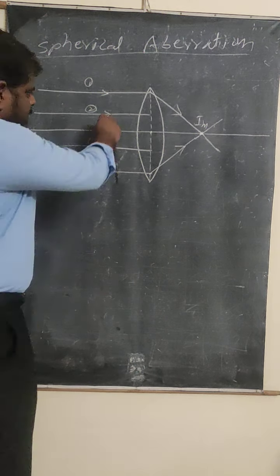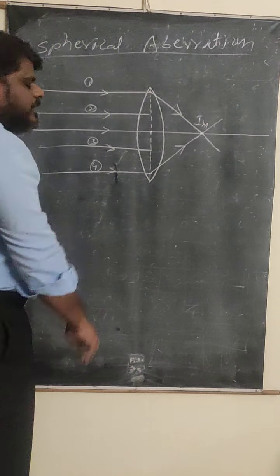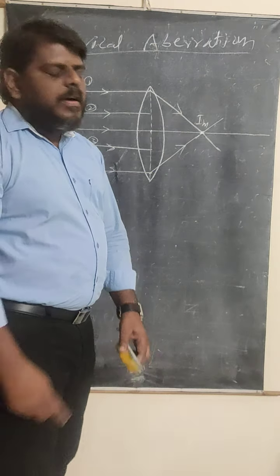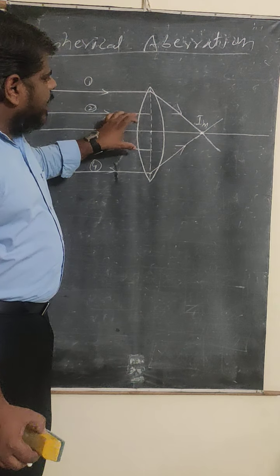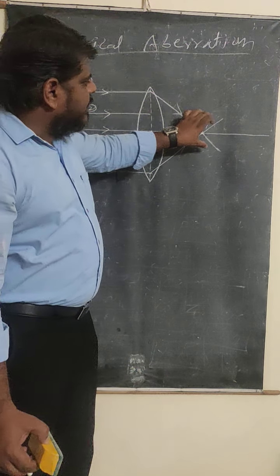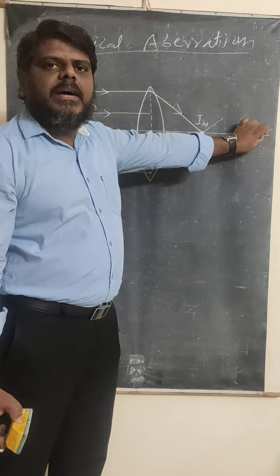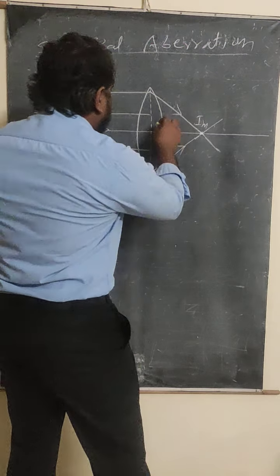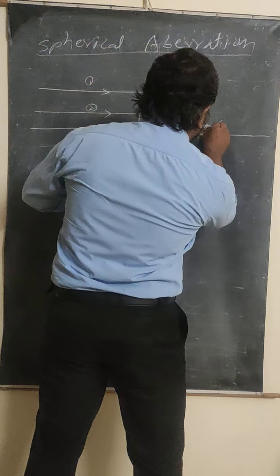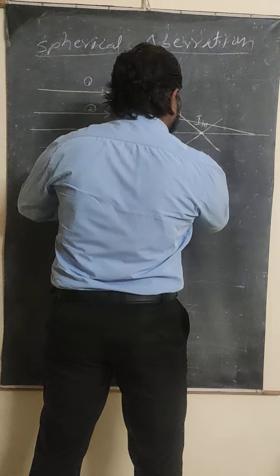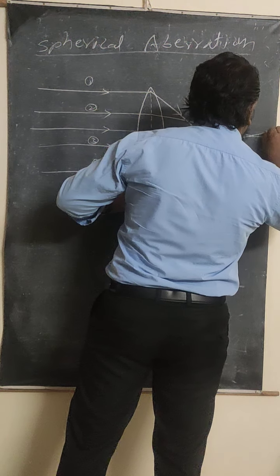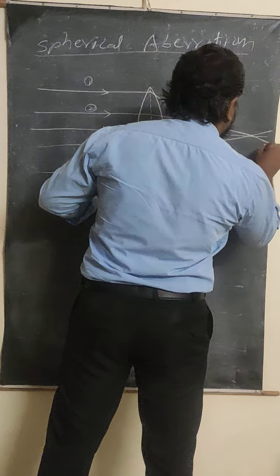After that, these are the paraxial rays. The refraction of the paraxial rays will be very less. When the refraction is very less, they refract less and they will form the image a little bit far from the lens. So the refraction is less, that's why they are going to form the image at this place, here.